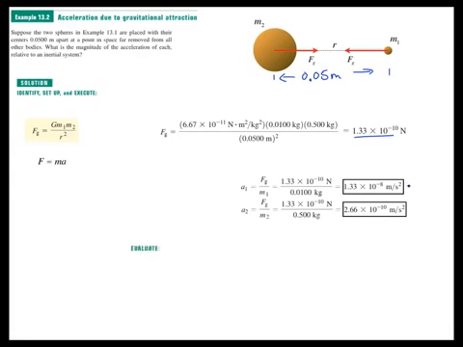We note that this acceleration is about 50 times bigger than this one because the mass is 50 times smaller. We also note that the acceleration in this problem is not a constant. These values that we calculated are only valid for the moment that the spheres are released. Once they begin to move towards each other, the gravitational force grows and the accelerations will also grow. And this ends example 13.2.